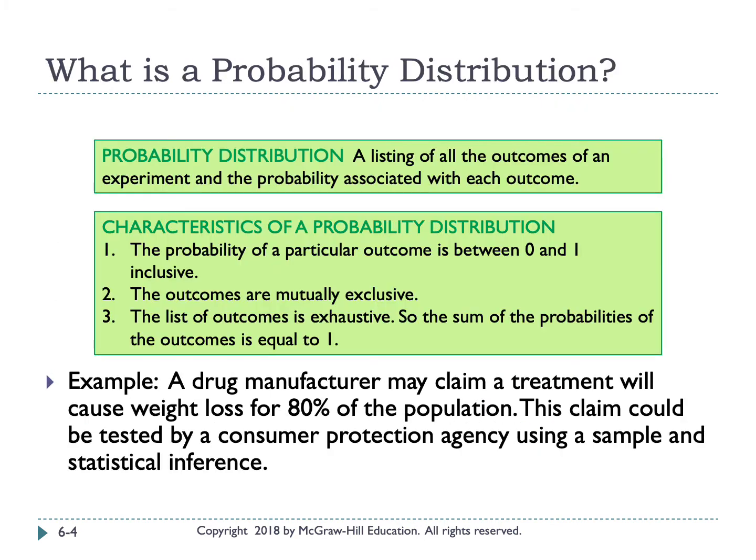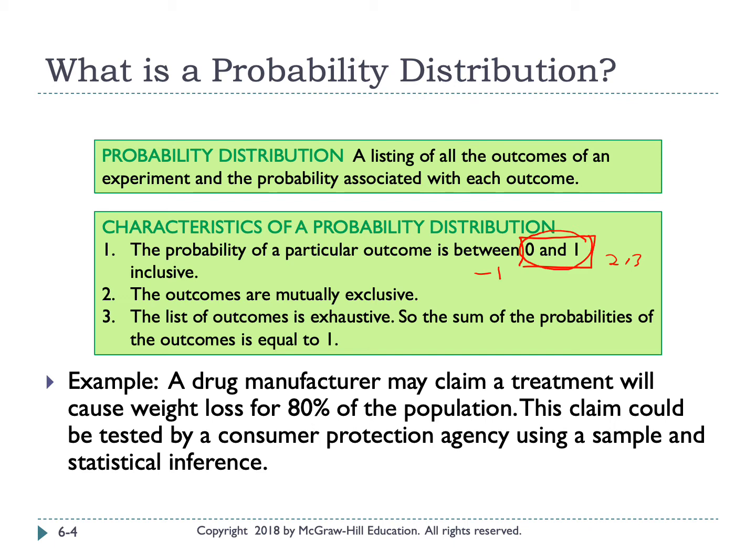Okay, what is a probability distribution? A probability distribution shows the possible outcomes of an experiment and the probability associated with each outcome. So let's look at the characteristics of a probability distribution. The first one, the probability of a particular outcome is between 0 and 1 inclusive. What does it mean? It means that whatever you compute, the outcome should lie within this range. You cannot have a negative value, for instance negative 1. You cannot have a value of more than 1, for instance 2 or 3. It is impossible because the value should only be between 0 and 1.